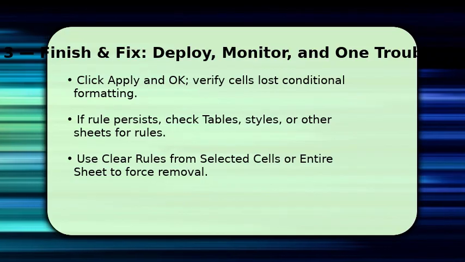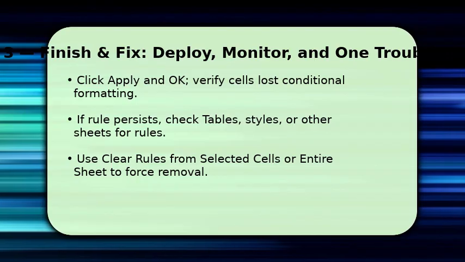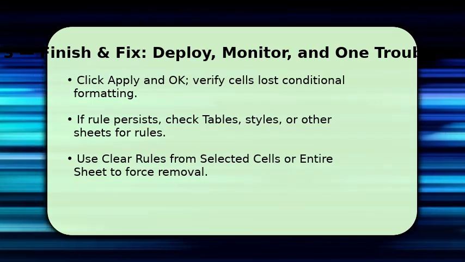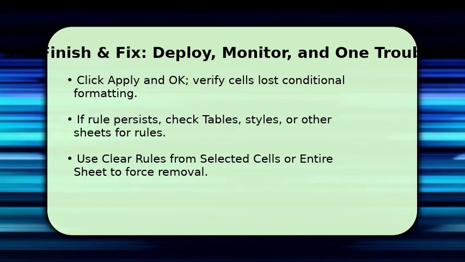If formatting stays, make sure the affected cells aren't in a table or using a custom cell style. Those can reapply formats. Once done, you can also use Home, Conditional Formatting, Clear Rules from selected cells or entire sheet to force removal. If things go wrong, check the Rules Manager again with the correct dropdown. Sometimes rules live at sheet level, so change the view and repeat the delete step.